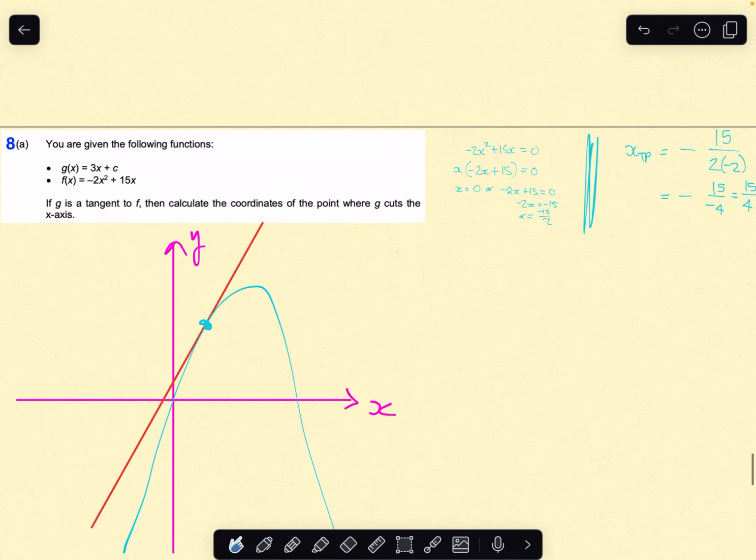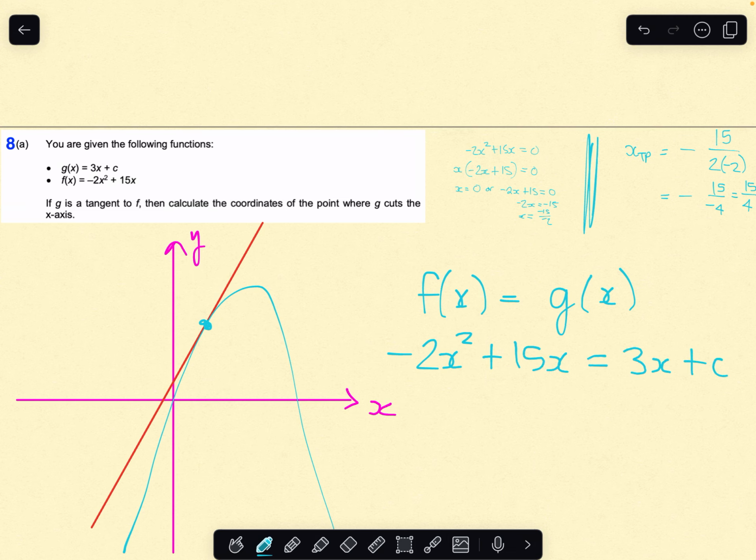So what they do is they say, well, we are looking for the point of intersection between this line and this curve. And so we can do that by solving the equation f of x is equal to g of x. So that will be minus 2x squared plus 15x is equal to 3x plus c. That gives us a quadratic equation, right? So we take all our terms to one side: 15x minus 3x is 12x minus c is equal to 0.